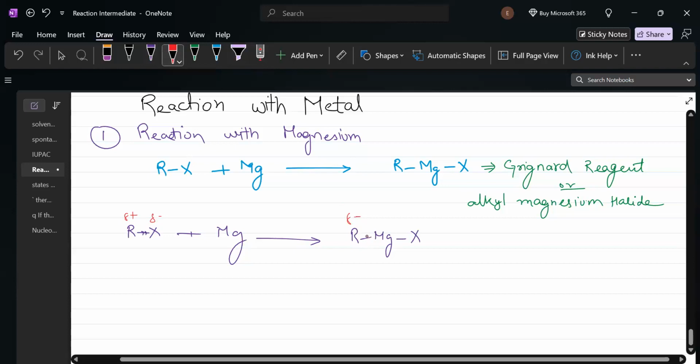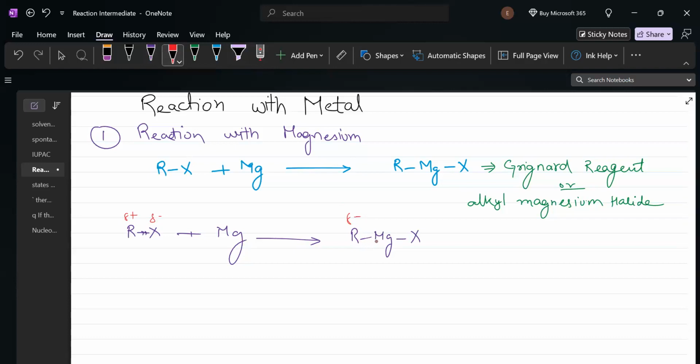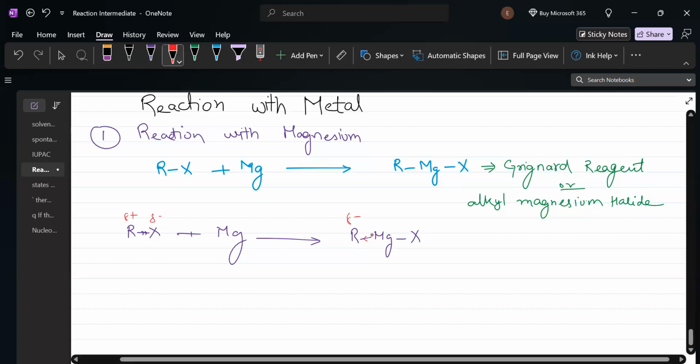is having a partial negative charge. Why has this special thing happened? Because magnesium is a metal, right? Metal has the tendency to give electrons. So the metal is giving electrons towards the alkyl group. Thus the alkyl group has some partial negative charge, and this partial negative charge on the alkyl group is very important.